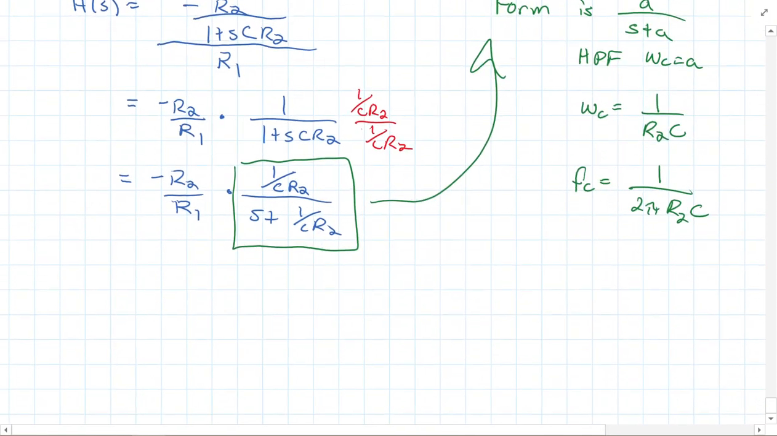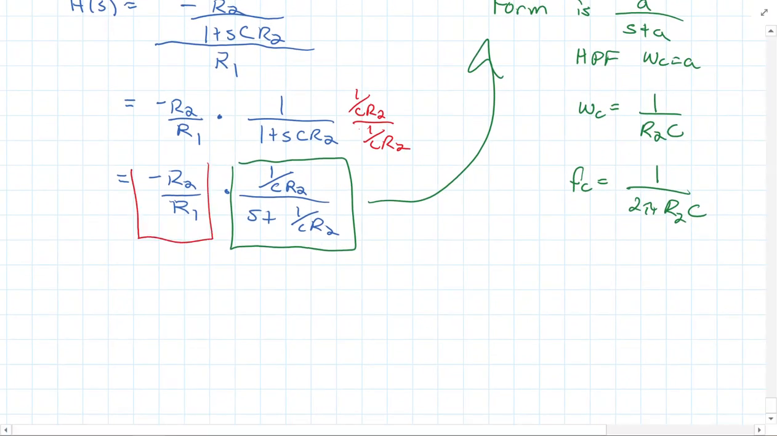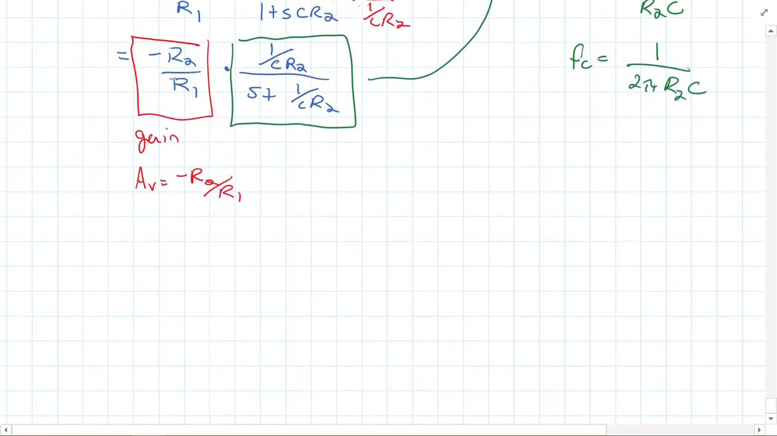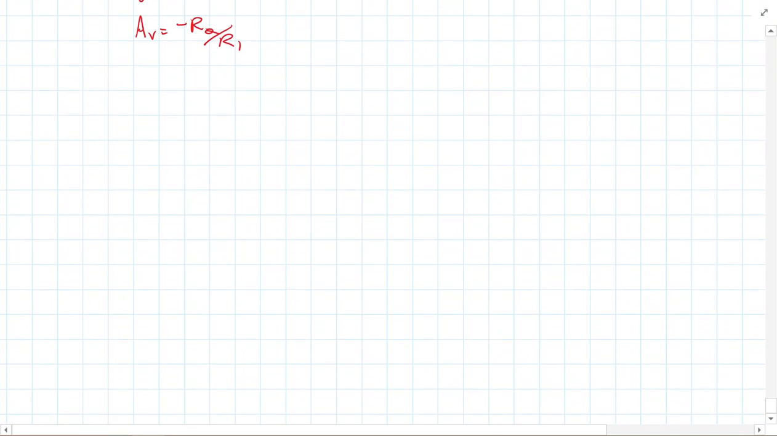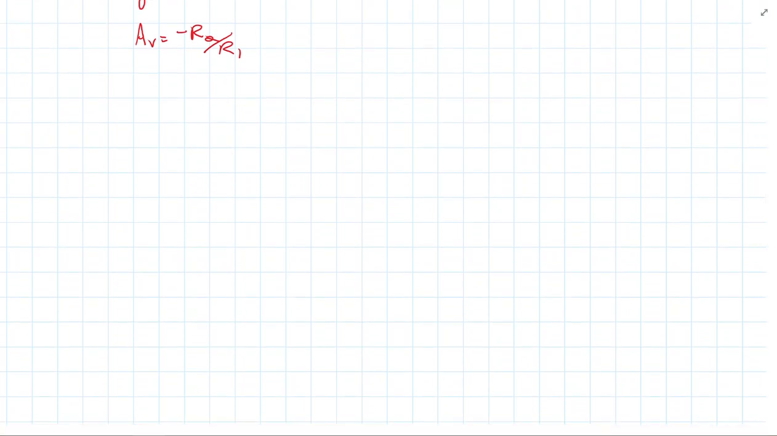But then again, what do we have here? We also have gain here, and so my gain is minus R2 over R1. So it's the exact same story, quite frankly, as the low pass filter, except now we're getting a high pass filter instead. And we still have the same thing with the 3 dB frequencies and everything. So let's look at an example here.